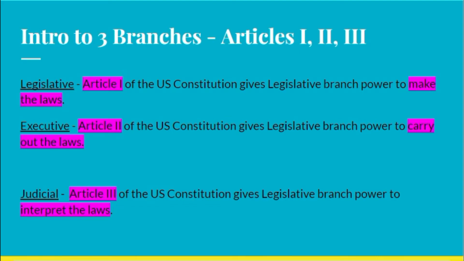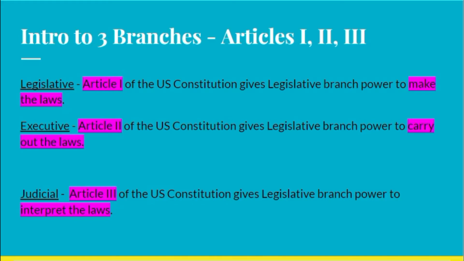Okay, the next one is Article 2, and Article 2 sets up the executive branch, which is to carry out the laws. Okay, and the third article that we look at is the judicial branch. The third article sets up the judicial branch, giving it the power to interpret the laws. So obviously the government is involved with all the laws of the land and us as individuals. So Article 1 makes them, Article 2 carries them out, and Article 3 makes sure that those laws are interpreted correctly, but more specifically that they do not violate the Constitution.